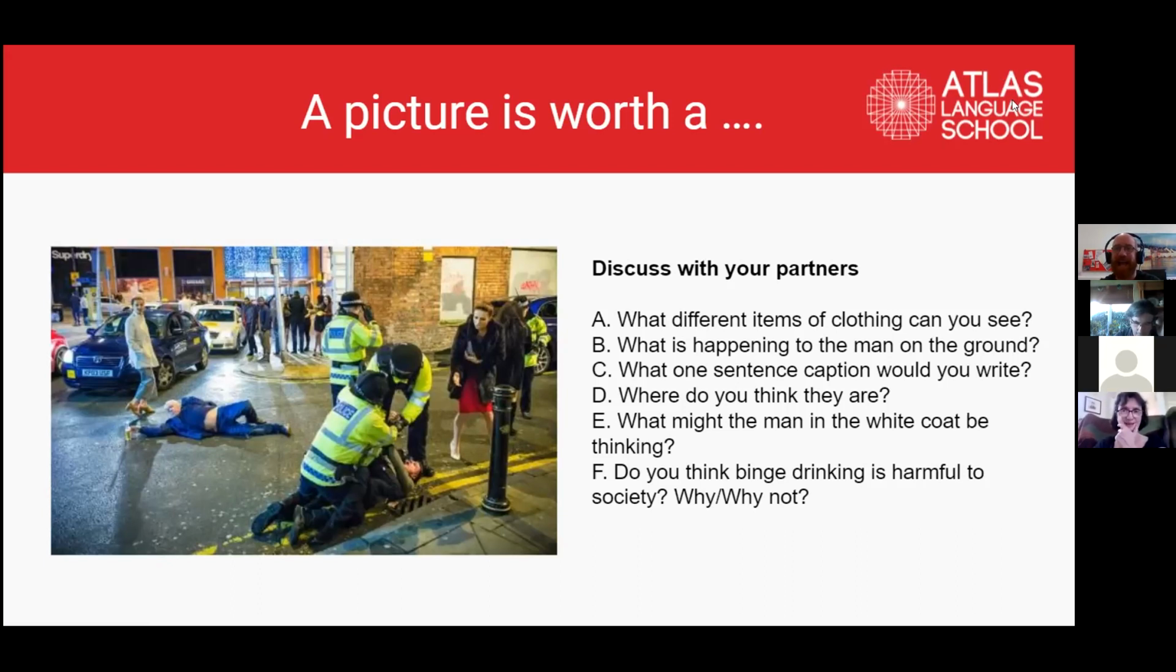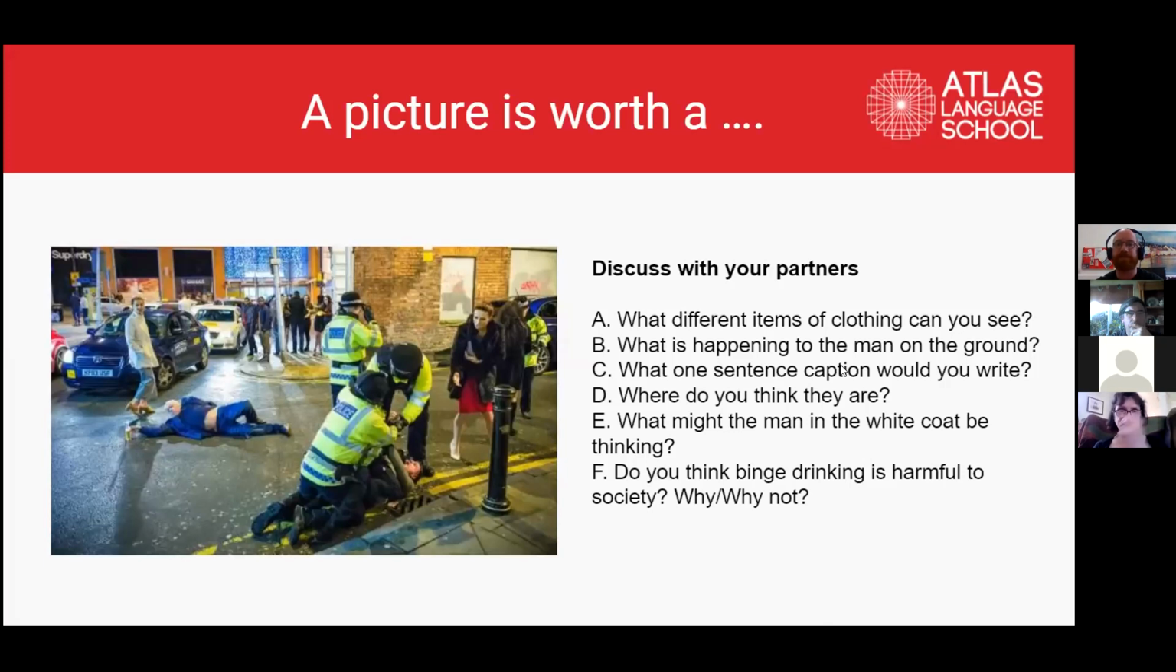How you doing? Etna, can you tell me what is happening to the man on the ground? Well, either they're trying to help him or control him. Okay. And what are the police doing? The policemen, well, either trying to help him or control him, I think. They're bent over him anyway, yes. Possibly arrest him, exactly. Very good.